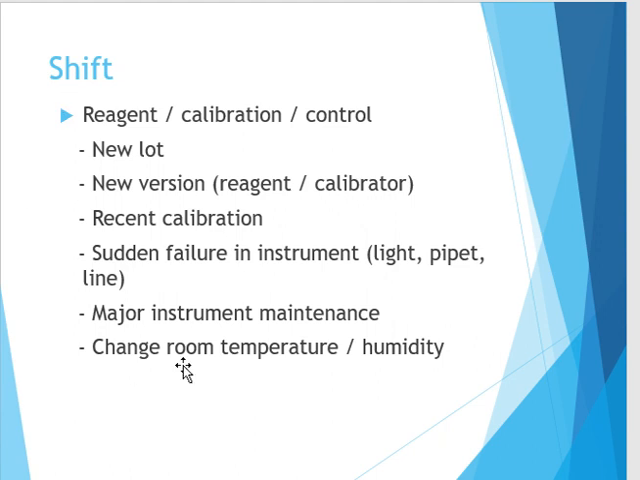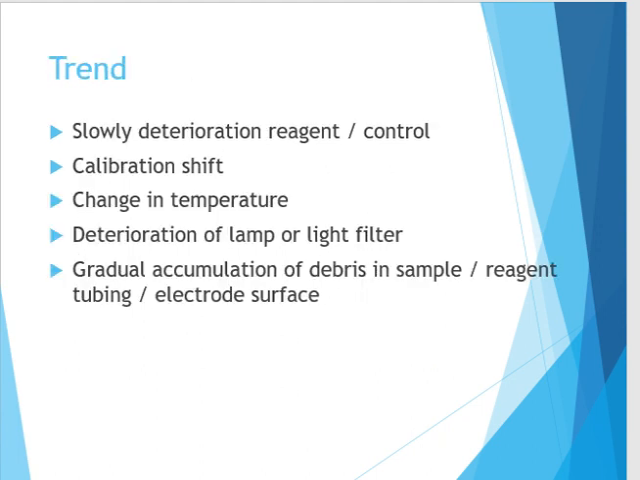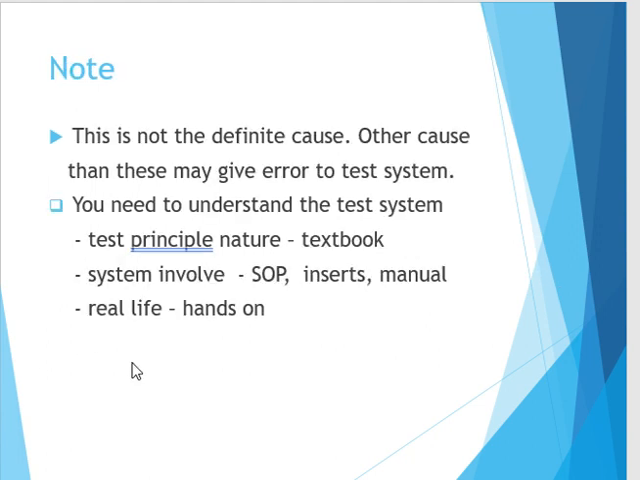These are the other possible causes of shift error, and this is what possibly caused trend error, such as slow deterioration of reagent or control. This one I usually find a lot: calibration shift, change in temperature. Also, I usually meet this one: deterioration of lamp or light filter. However, this is not the definite cause. Other causes than these may give error to the test system.